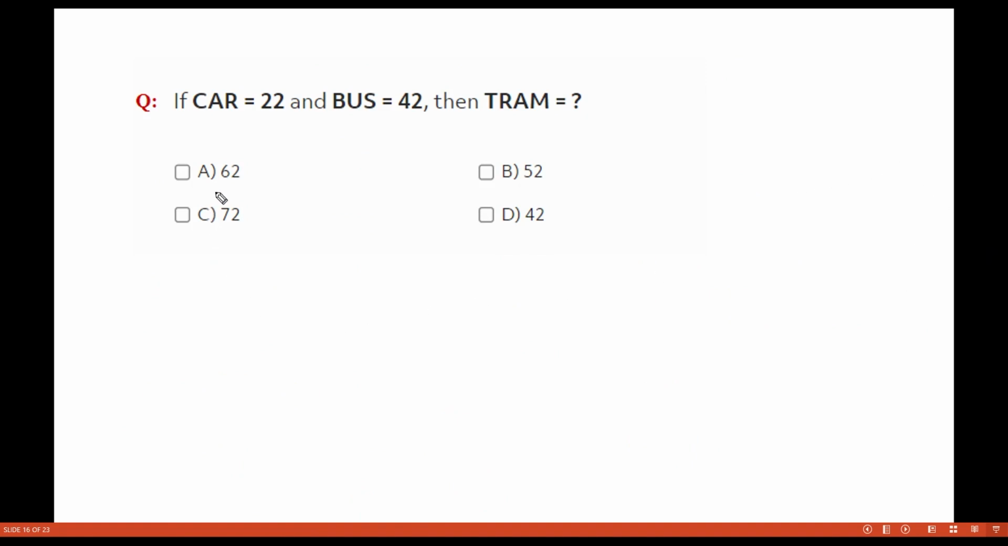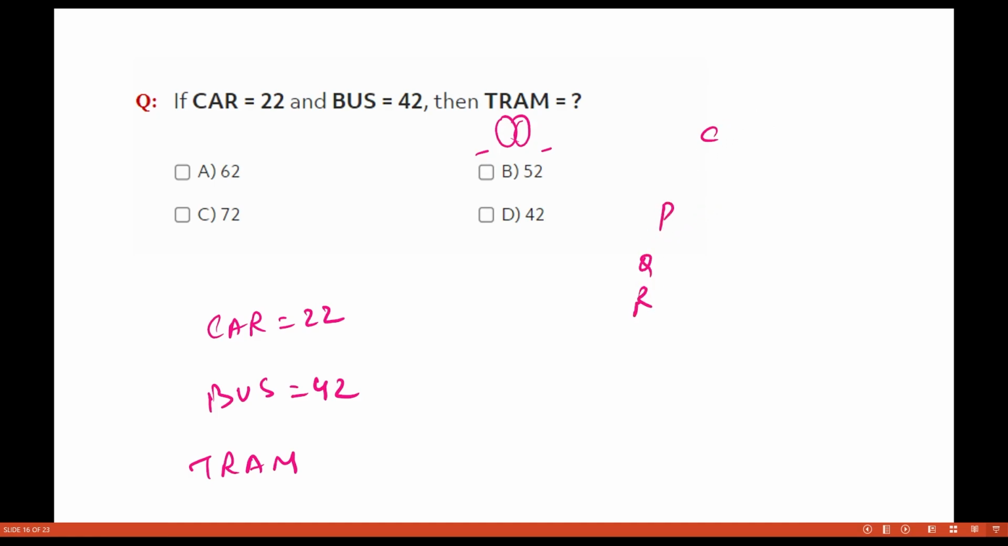Now look at this again. This is also simple. Car is written as 22, bus is written as 42, and tram is written as what? So we have R from here, we have A from here, but we don't know about T and M. Let us consider whether we are getting 22 by car or not. Q is 17, R is 18, C is 3 and A is 1. So car is 22, so it is using your alphabetical order only.